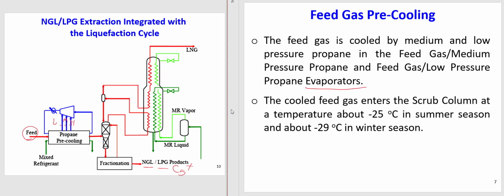If you go to unit 4, you can see how they work and how they are connected. So the feed gas goes through the low pressure and medium pressure evaporators to get cooled. The evaporators are connected to the compressor, and then we have a condenser, and the cycle continues like that. So the cooled feed gas enters the scrub column at a temperature of about -25 degrees C in the summer season and -29 in the winter season.